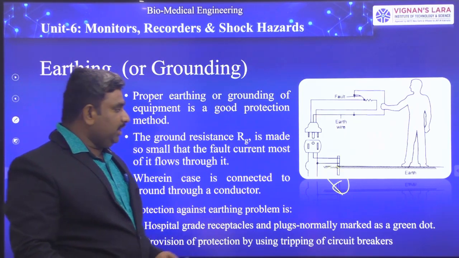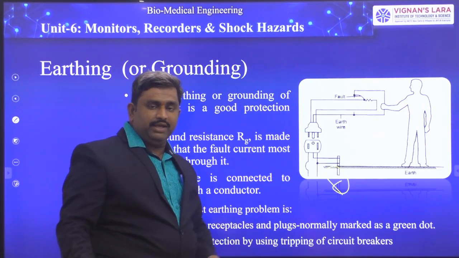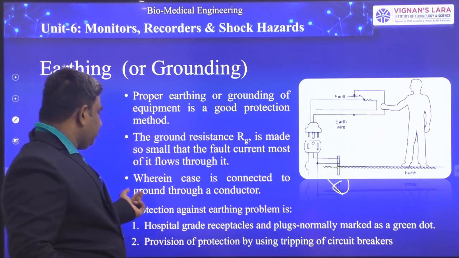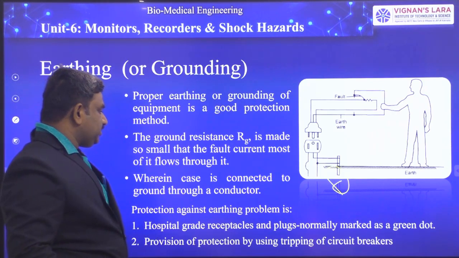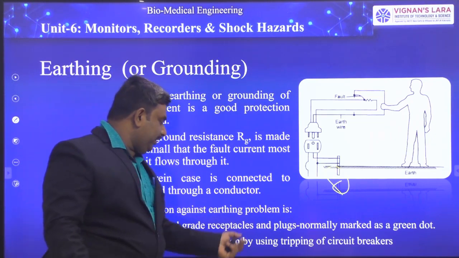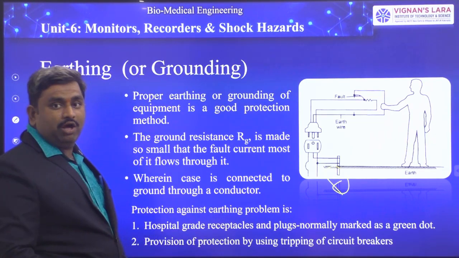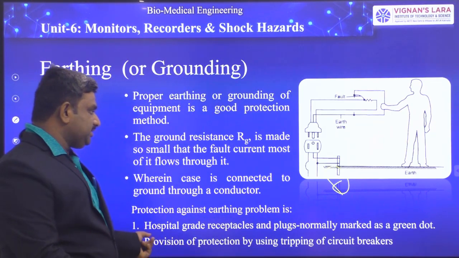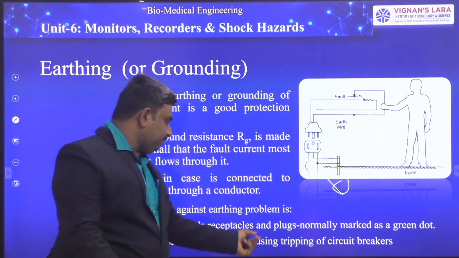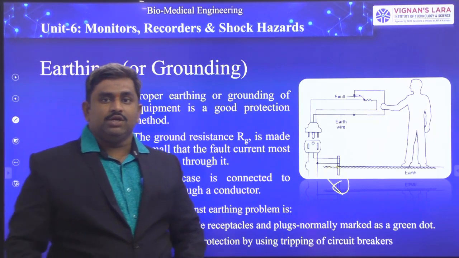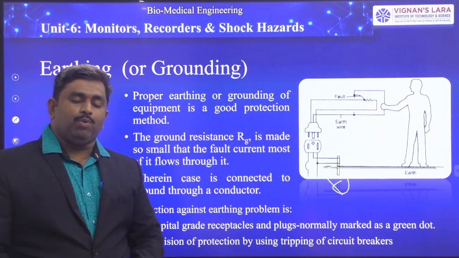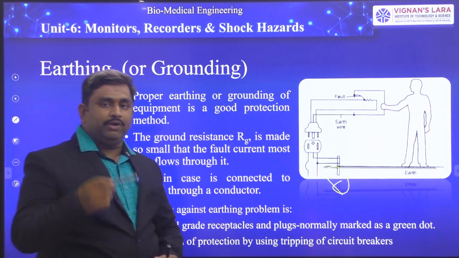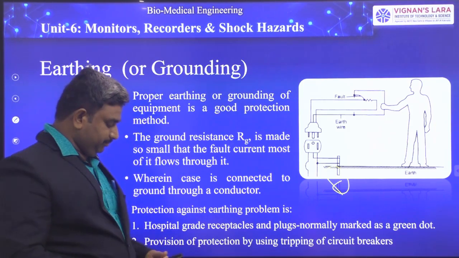this ground path. If the resistance of the ground connection is very low, then automatically the electrical leakage chooses that path. In case of connection to ground through a conductor, protection against the earthing problem is hospital grade receptacles and plugs, normally marked with a green dot. Protection is also provided by tripping of circuit breakers. So in most situations, we provide these grounding connections in hospitals at the specific operating point, also using a green dot representation.